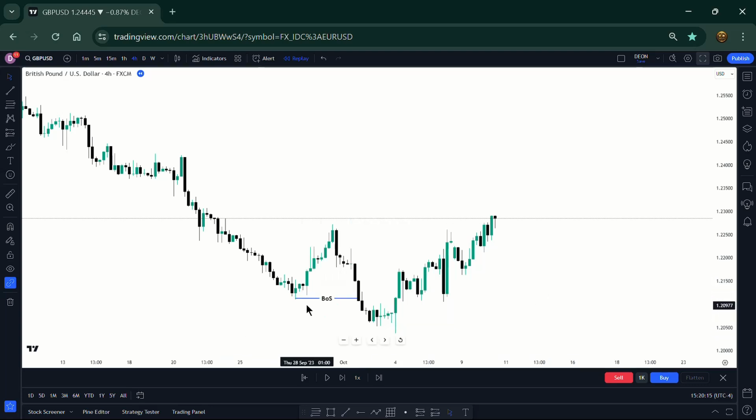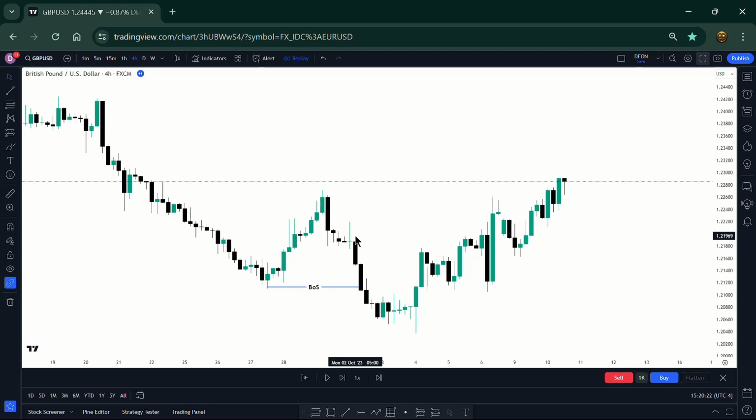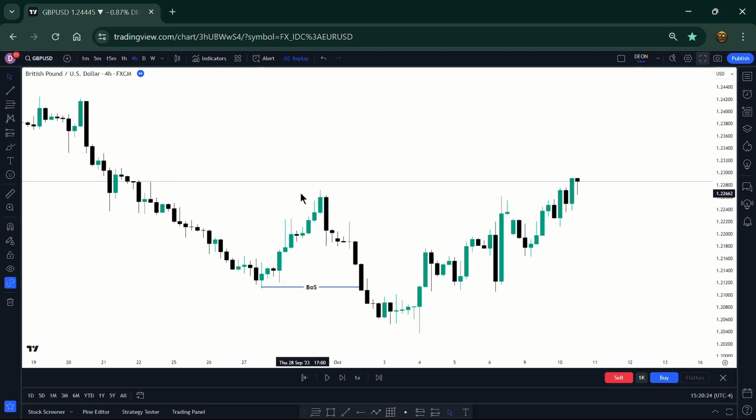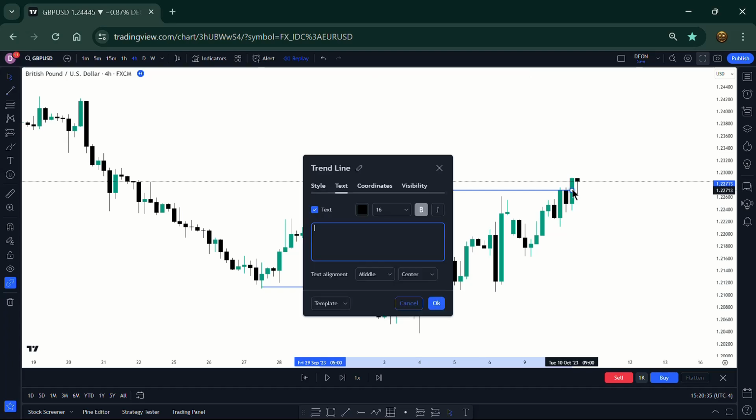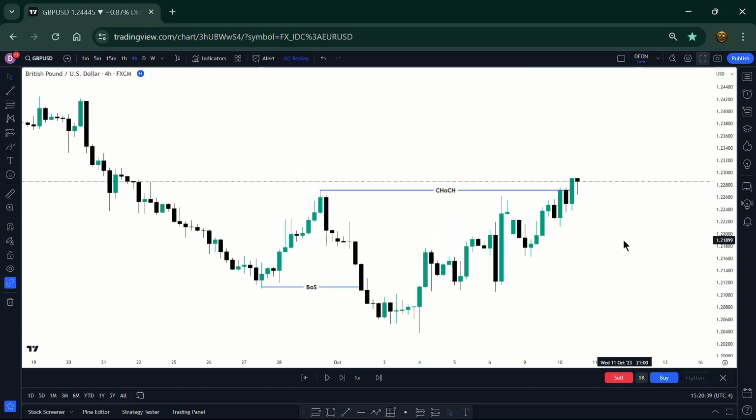Okay, and if this is a break of structure, that is the high. So the market went through and then closed with this candle above that high there. This is where it made a change of character. That's our change of character right there. So in this situation, now you are looking for buys as it was coming down.